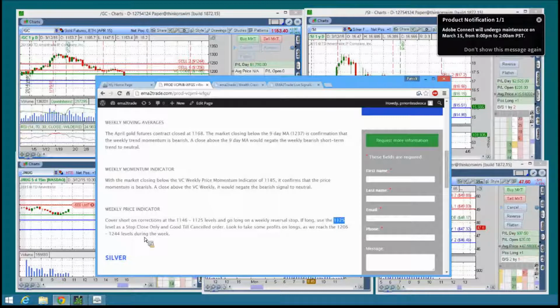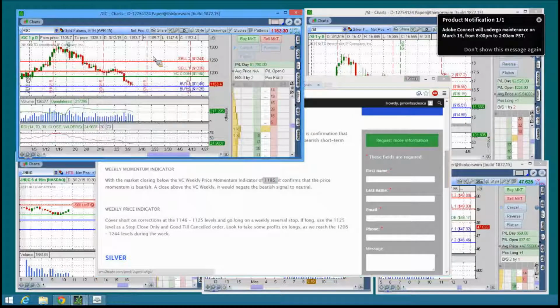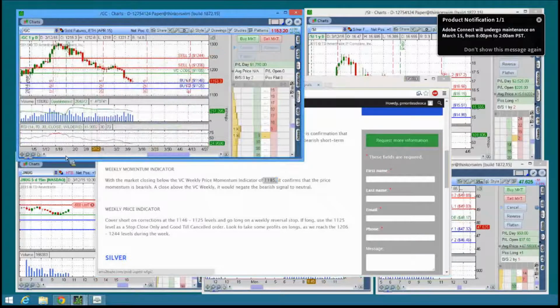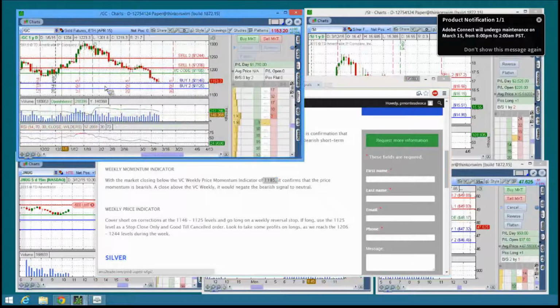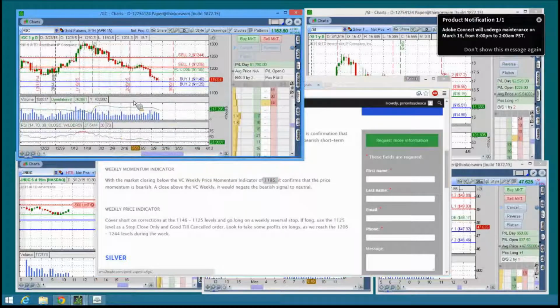And it also tells you right away when it activates the signal that you should be looking for targets to the 1206 to 1244 area. The closest target would be the code above, which is the 1185. And what I want to do is show you here on the chart basically what the algorithm looks like, and basically what happened since Friday.